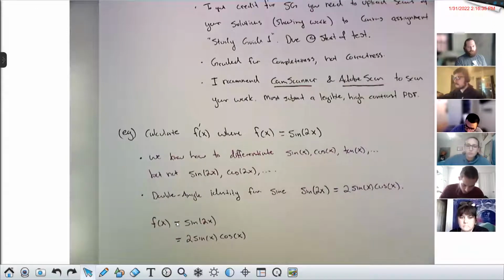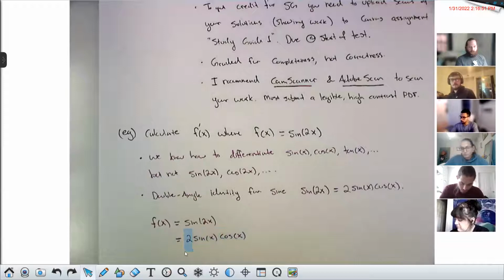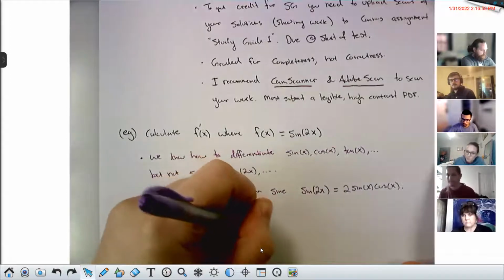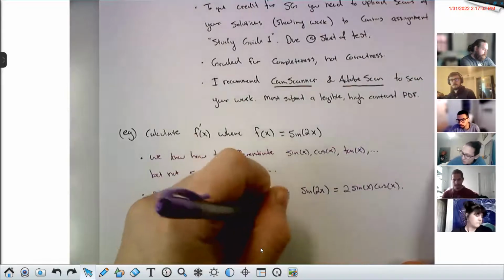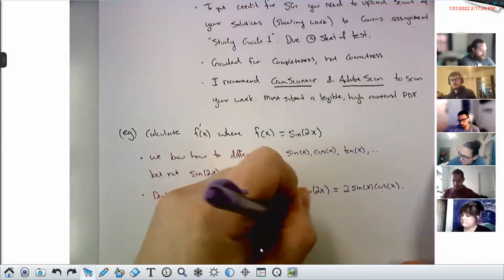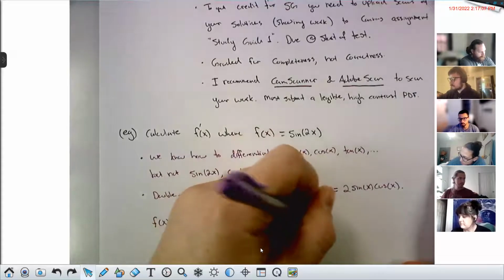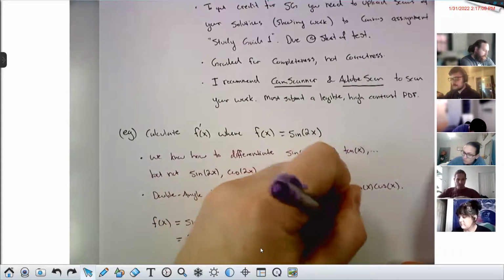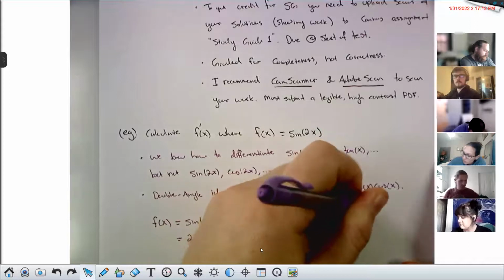Since the original function, sine of 2x, can be written as 2 times the sine of x times the cos of x, I can think of this as a constant times a product and apply the constant multiple rule to the whole thing and the product rule to this piece here. So this would tell me that f prime of x is 2, I'm going to write this out schematically, (sin x cos x)'.